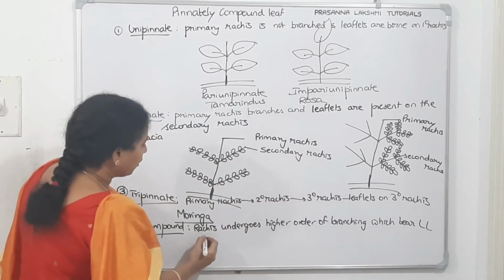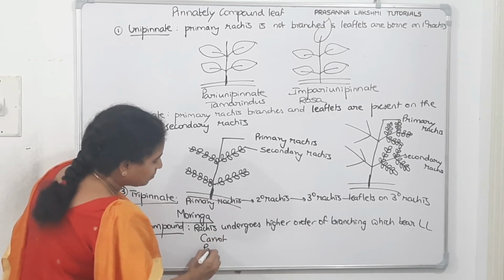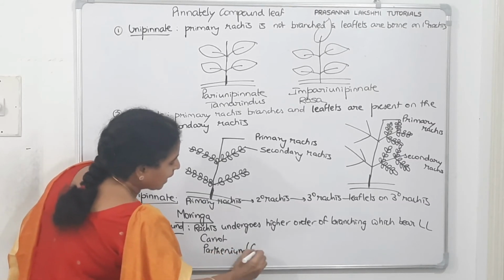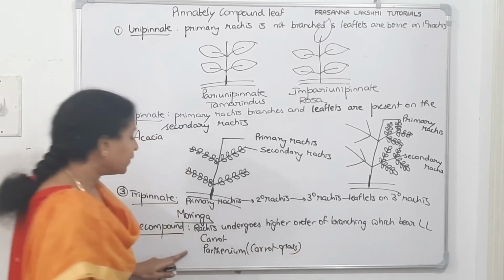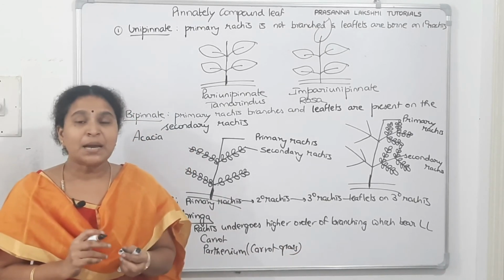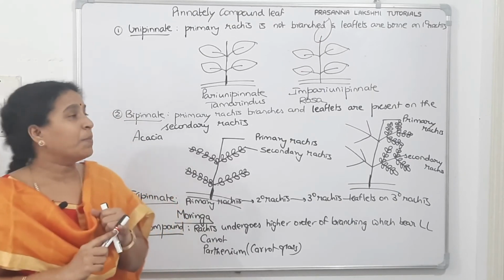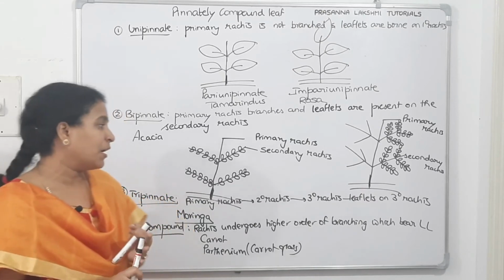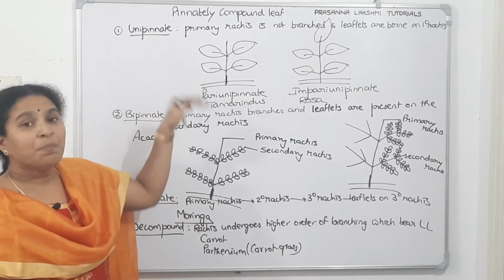Example for decompound leaf is carrot, and next one is parthenium. Parthenium means it's carrot grass. So carrot and carrot grass are examples for decompound, means the leaflets are present on the higher order rachis. If the leaflets are present on the primary rachis, unipinnate. If they're present on the secondary rachis, bipinnate. If they're present on tertiary rachis, tripinnate. If they're present on the higher rachis, decompound leaves. This is about pinnately compound.